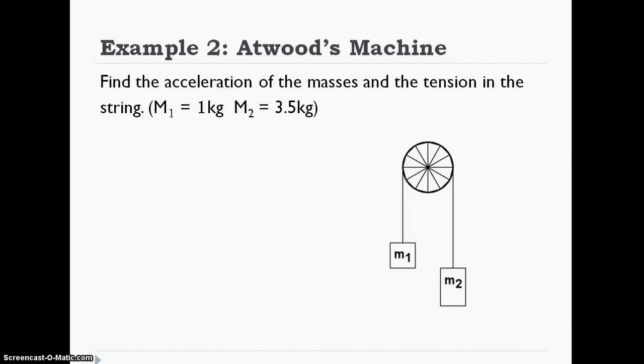Okay, here's a second example. So this is also an Atwood machine, but this one doesn't have the table involved. So we're going to make our coordinate system follow the mass. So in this case, mass 2 is going to go down because it has more mass, because it weighs more. So that's going to be our coordinate system. Up and over the pulley and down is positive, essentially because that's forward.